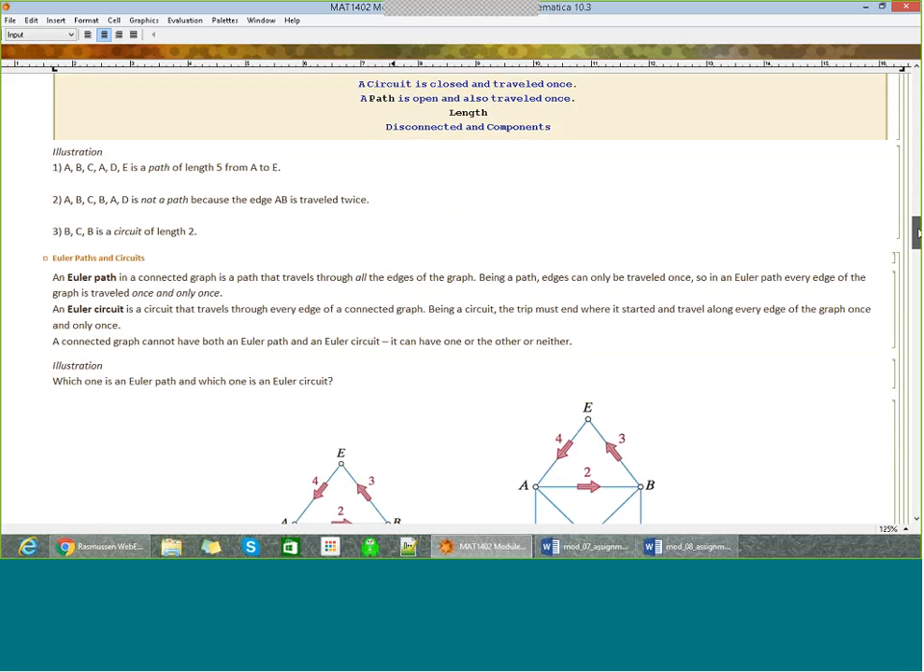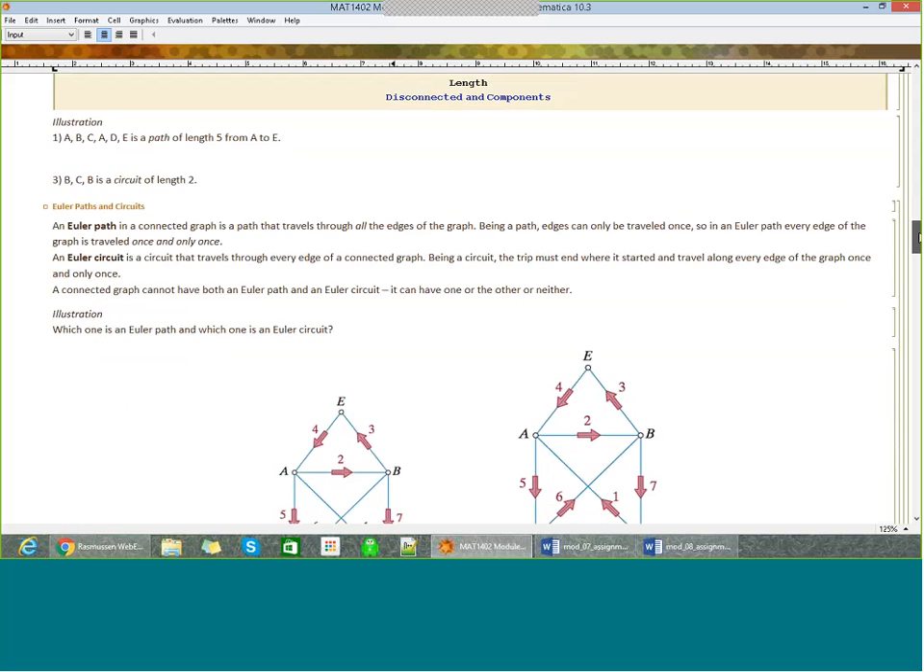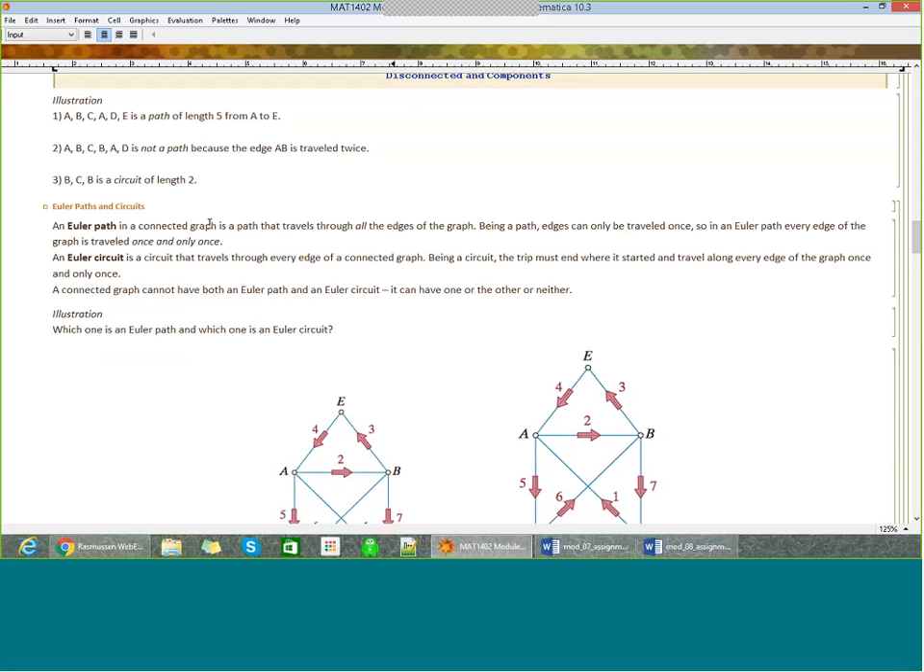In addition to that, you have to know what Euler path is and Euler circuit is. So Euler path is a connected graph. It's a path and you travel through all the edges. The thing is, because it's a path, the edges can only be traveled once. So if I say something is an Euler path, you now know that you go through every edge of the graph and it's traveled once and only once. Same thing with the circuit. The difference is you go back to the original vertex.